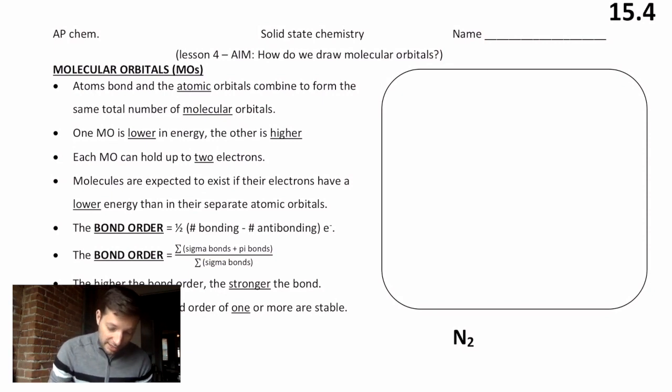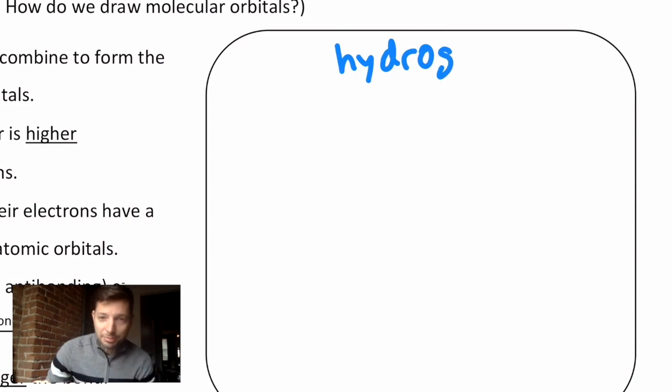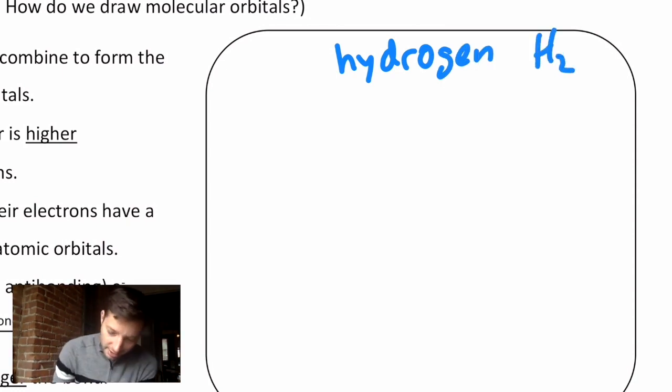There's quite a rundown here in your notes that describe what molecular orbitals are. They are combinations of atomic orbitals, what we talked about much earlier in the course, and they create molecular orbitals, which are called MOs. However many atomic orbitals you have come together to make that many molecular orbitals. So for example, let's just look at the molecule hydrogen, which is H2. It's the simplest molecular orbital diagram you could ever draw.